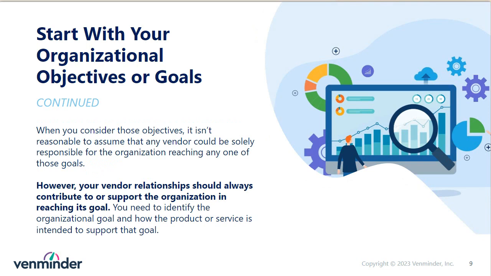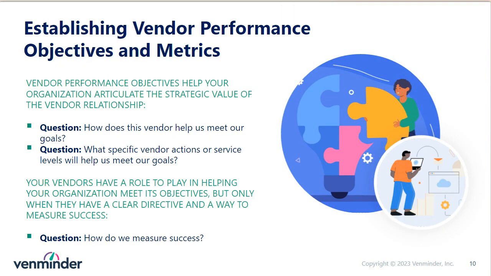Now, of course, no one vendor is going to help us meet all our goals, but we should be able to articulate how a specific vendor is going to contribute to or support your organization in meeting its goals. And that understanding and articulation are really the foundation of excellent vendor performance management. So right from the beginning, we always want to think about how our organization's objectives are going to translate to our vendors. And from there, we'll want to be able to distill those objectives into performance metrics for those vendors.